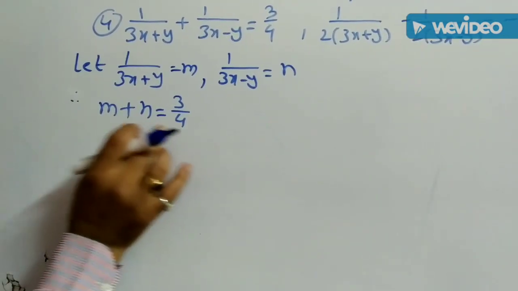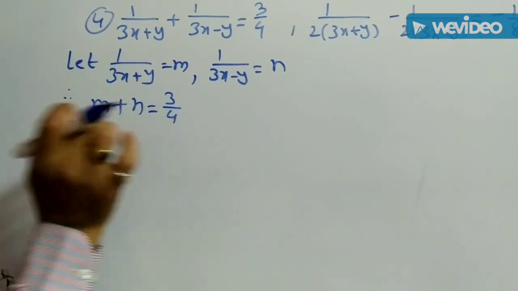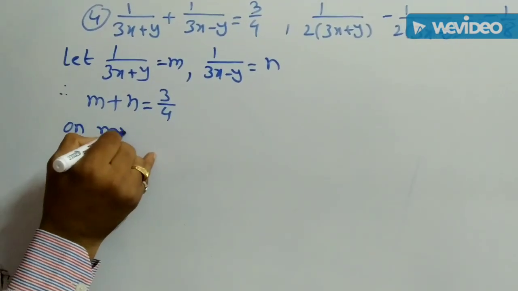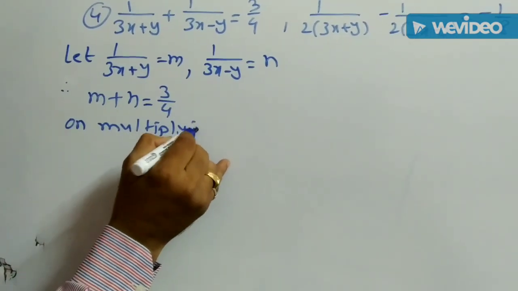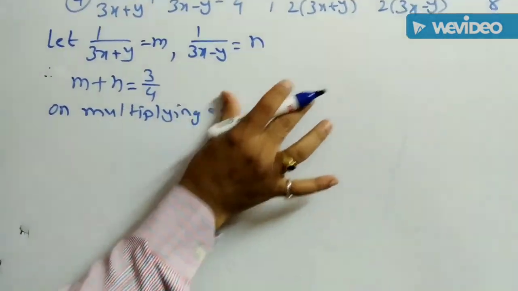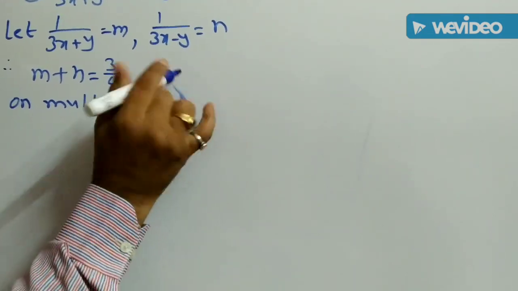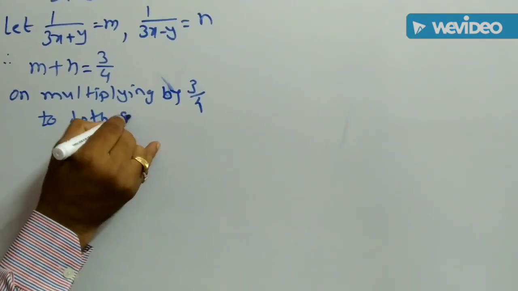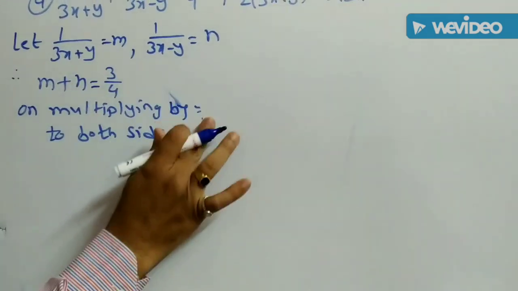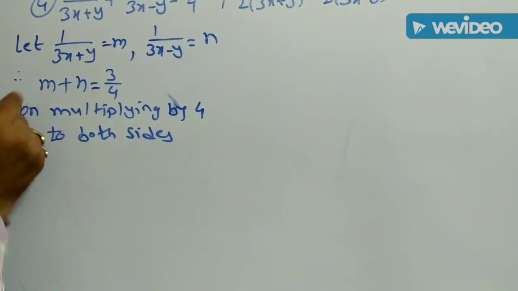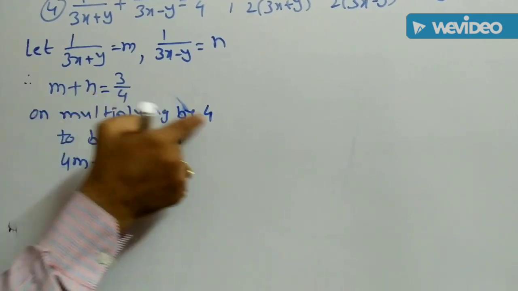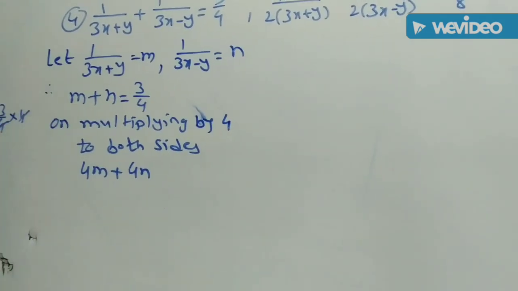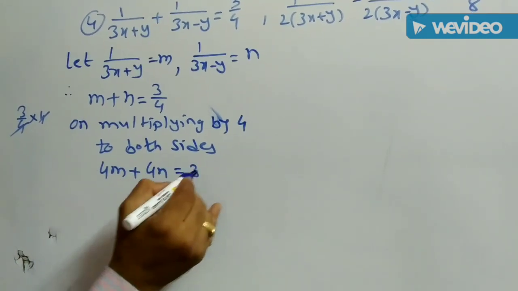Now convert this into the integer number, therefore multiply by 4 to both sides. On multiplying the equation by 3 upon 4 to both sides, we get m multiplied by 4, 4m, 4 into n, 4n. Now this 3 upon 4 into 4, the 4 gets cancelled. Remaining is 3.